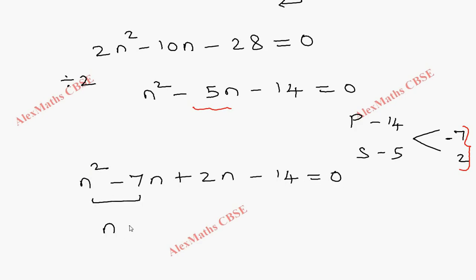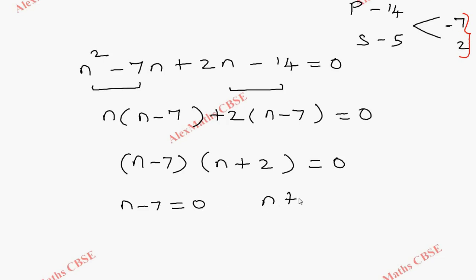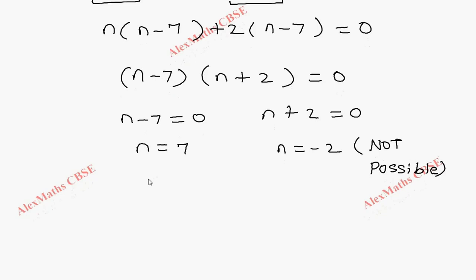From this we take n common, which is n minus 7. From this we can take plus 2 common, so we get n minus 7 equal to 0. So when n minus 7 is taken common, the remaining will be n plus 2 equal to 0. Equating individual factors to 0, we get n minus 7 equal to 0 and n plus 2 equal to 0. From this the value of n is 7 and from this the value of n is minus 2. This is not possible because n cannot be negative or fraction. Therefore, the only value of n is 7.